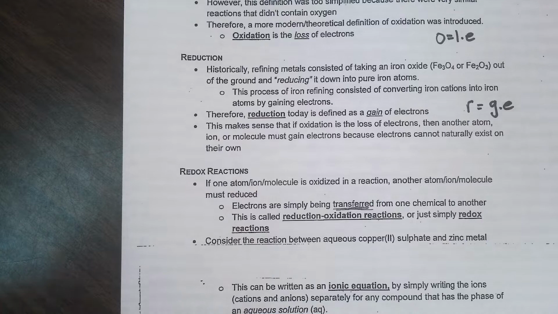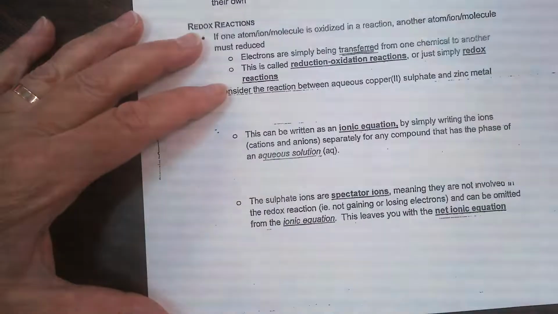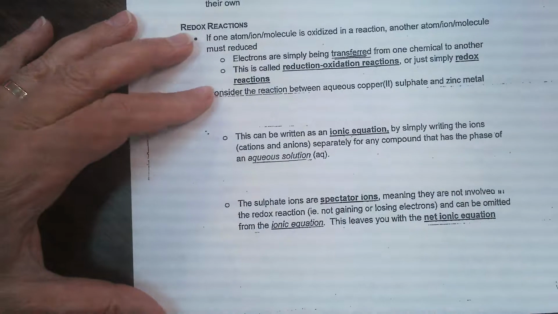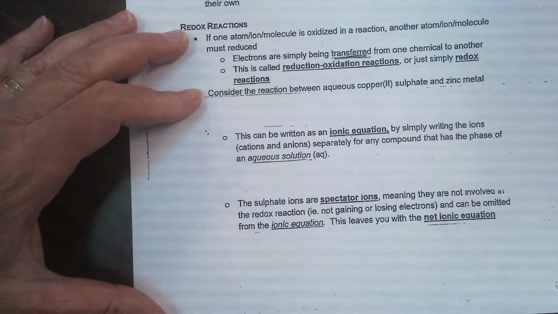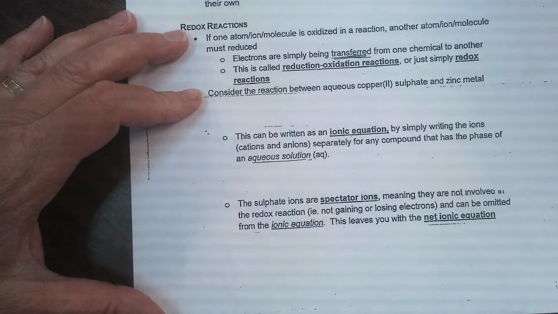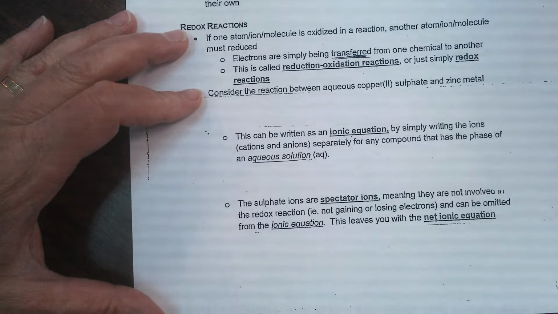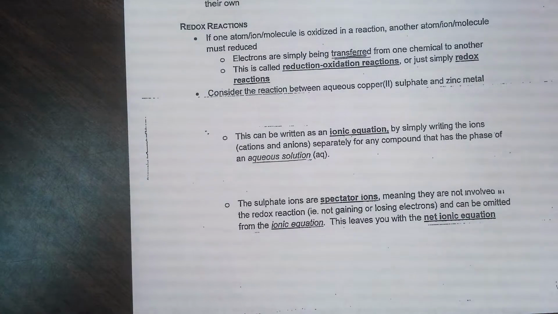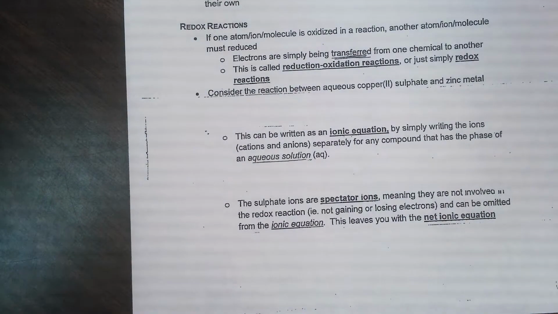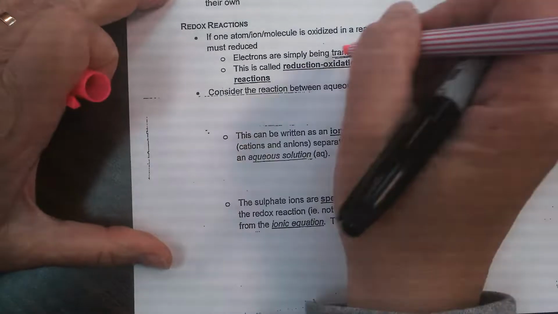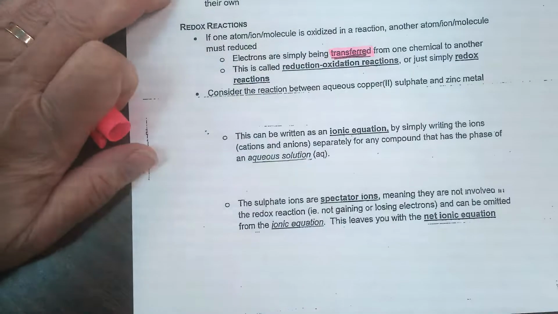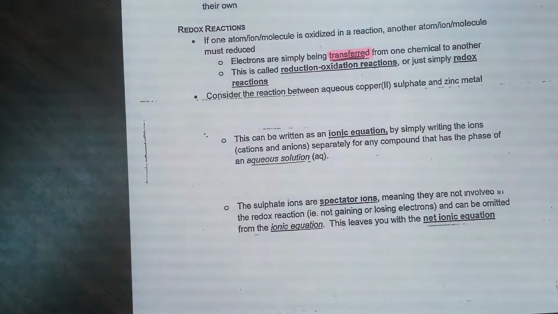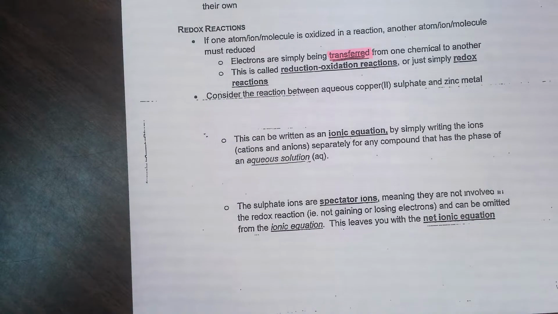Okay, they have to belong to an ion. They have to belong to something. So out of all of this, we get redox reactions. If one atom can be oxidized, then another atom has to be reduced. What we're looking at is simply a transfer of electrons from one chemical to another. Something is gaining what something is losing. And we call those redox reactions.